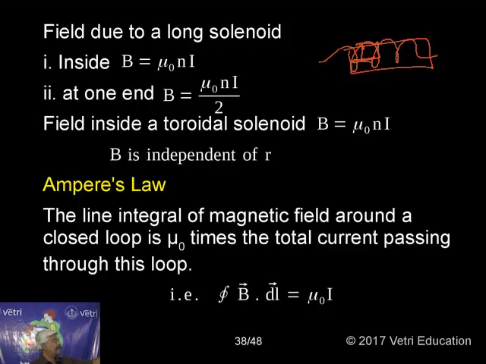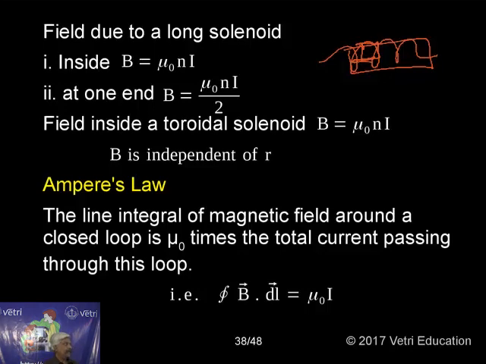So what is the formula for field due to a long solenoid? Mu naught n I. Small n is the number of turns per unit length. Inside the solenoid, it is mu naught n I. At any one of the ends, it is mu naught n I by 2, so we have to divide by 2. If the question asks for the magnetic field inside the solenoid, we have to use the formula mu naught n I. At any one of the ends, if the question is asked, that should be divided by 2.